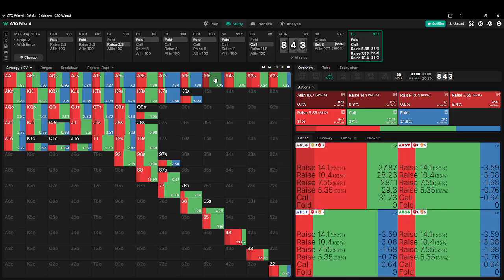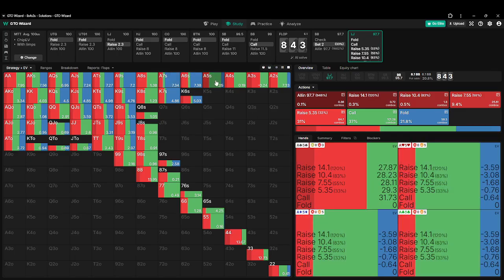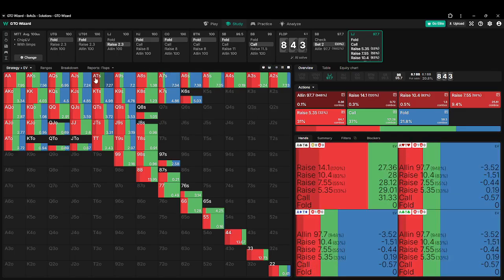But again, a lot of the ace high hands are going to be generally calling. If you have decent showdown value, you're generally calling a lot more, unless you have the nut flush, in which case you will be raising quite a bit more. But that kind of makes sense.